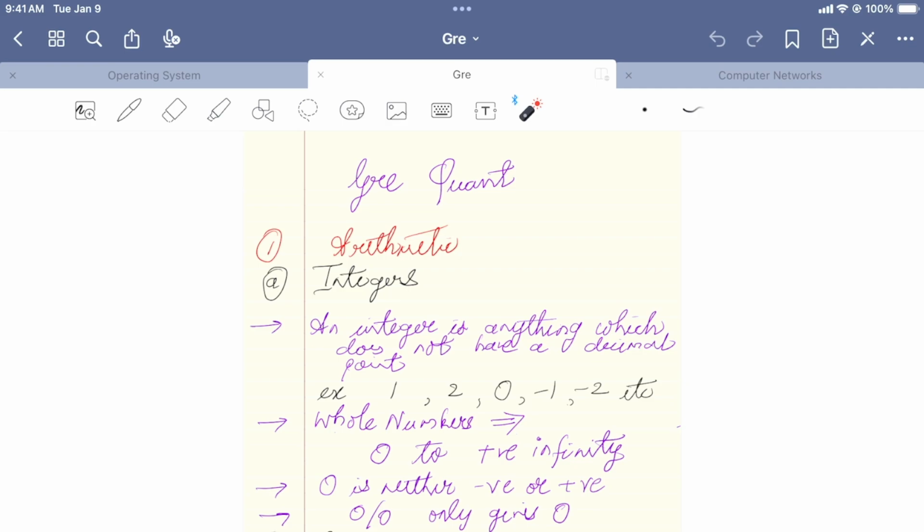Then there are even and odd numbers. Numbers are said to be even numbers when on dividing by 2, the remainder is 0. For example, if you take 4 divided by 2, the remainder is 0. 3 divided by 2, the remainder is 1, so we don't say that it is even. So basically, if you divide a number by 2 and the remainder is 0, then it's an even number.